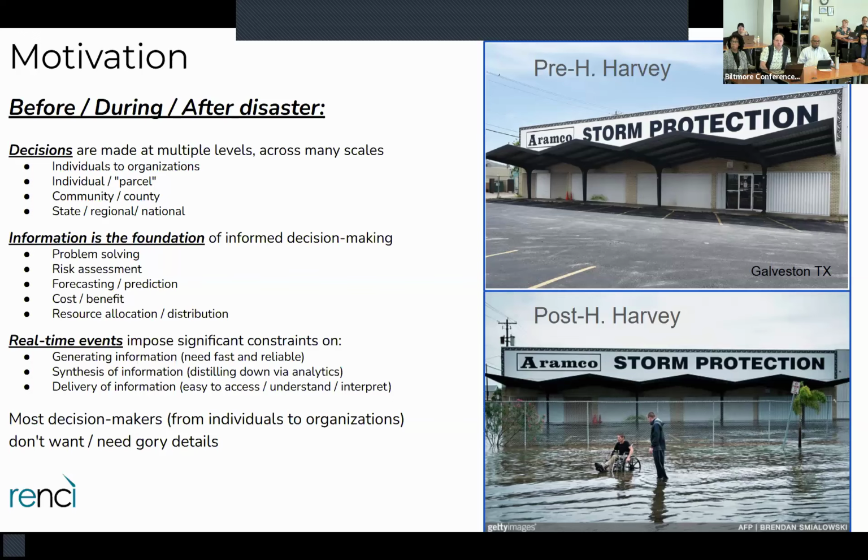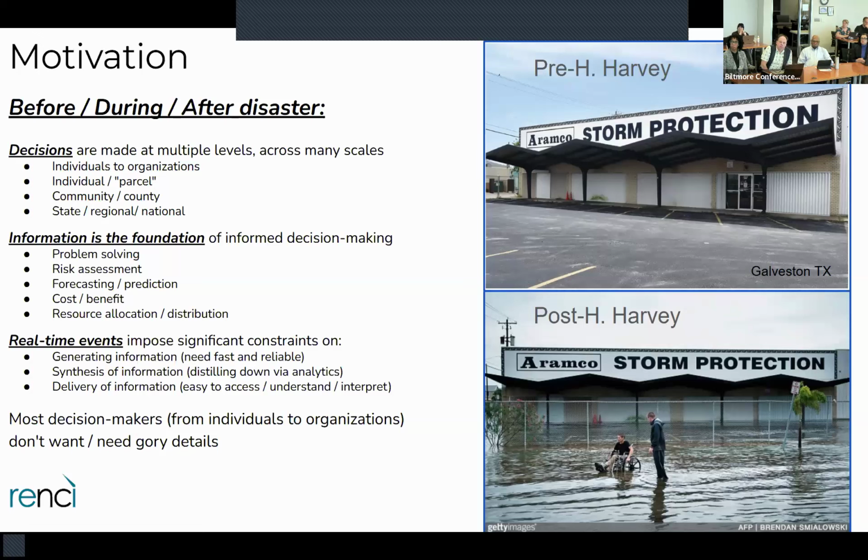Resource allocation and distribution is really a big one. FEMA spends a lot of time thinking about, before an event, before a hurricane makes landfall, where they can best position resources for recovery and response. And then after the fact, if they're not in the right place, they need to be able to get those resources to the right places.